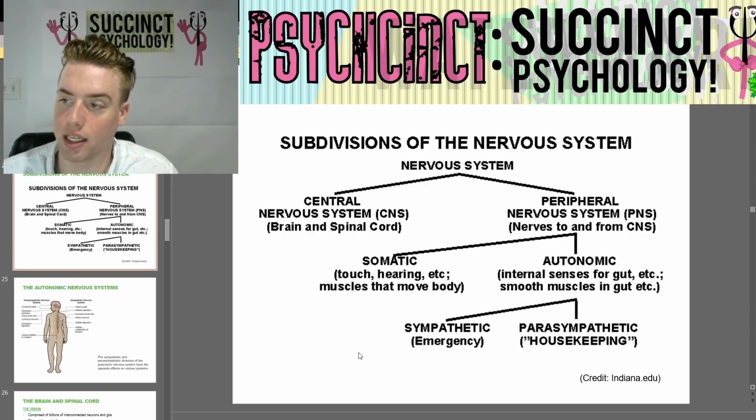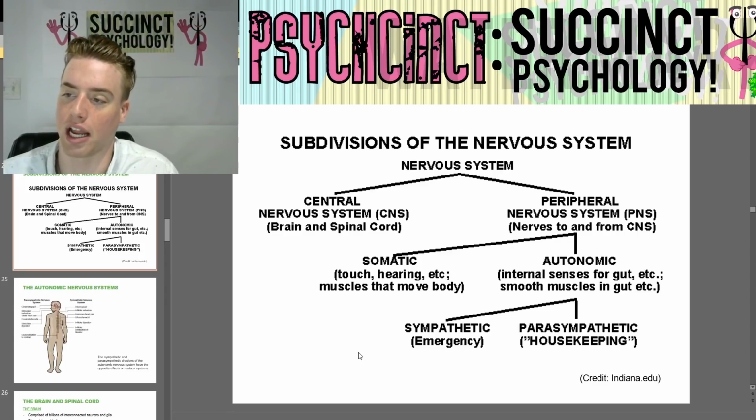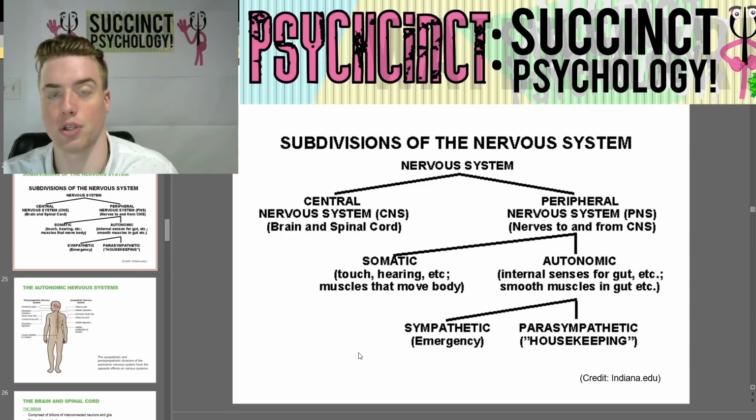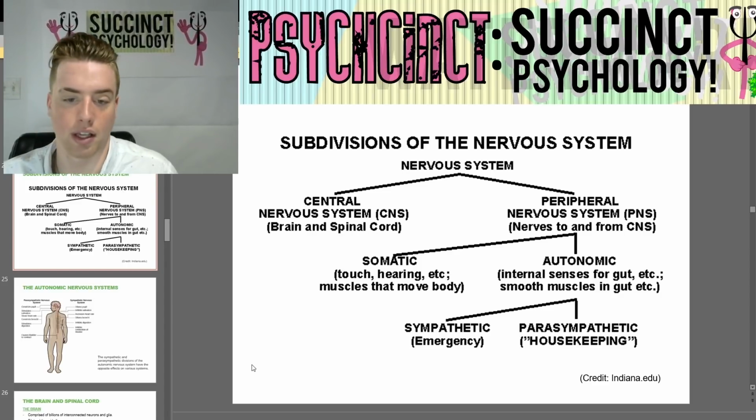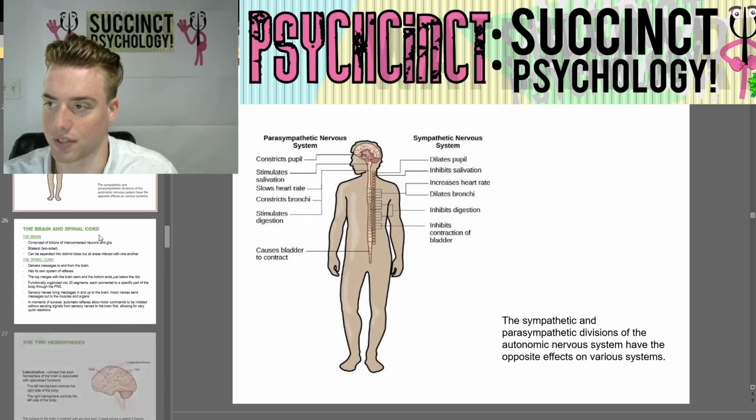Welcome back, everybody. My name is Prescott. I'm here at Succinct Psychology, and we are going to continue going through Unit 3 Biopsychology from the OpenStax textbook. Now, last time we talked about the nervous system, the central nervous system, mainly the peripheral nervous system, different parts of that, the somatic nervous system, autonomic nervous system, your fight or flight response, your calm down response, all that fun stuff. And today we're going to continue with this nice little graph of the autonomic nervous system.